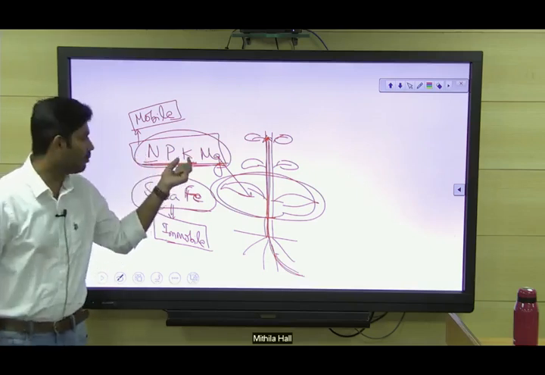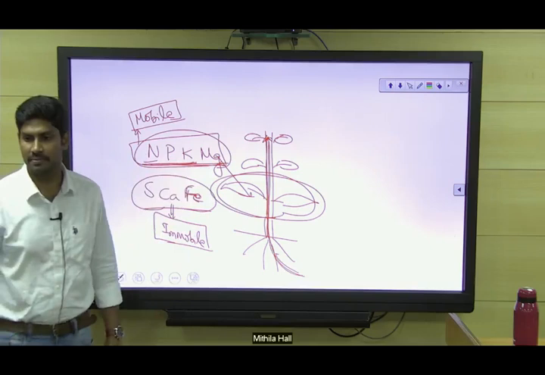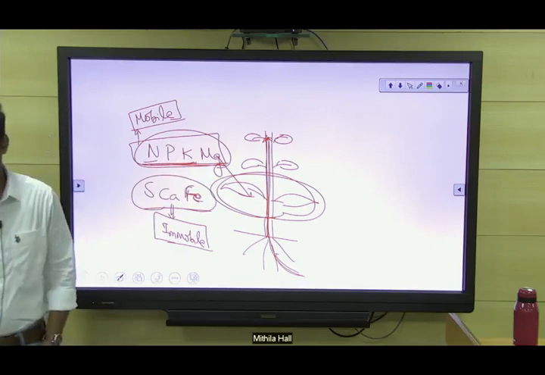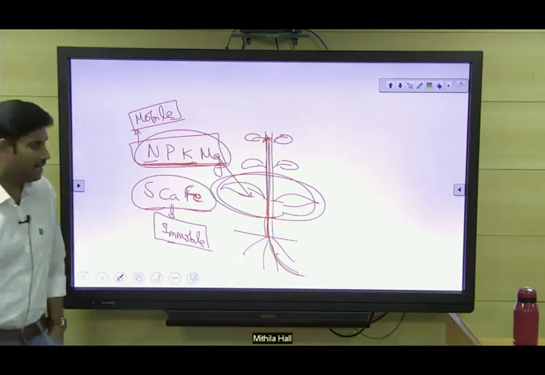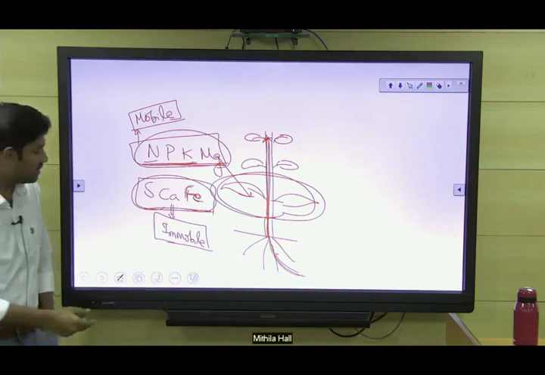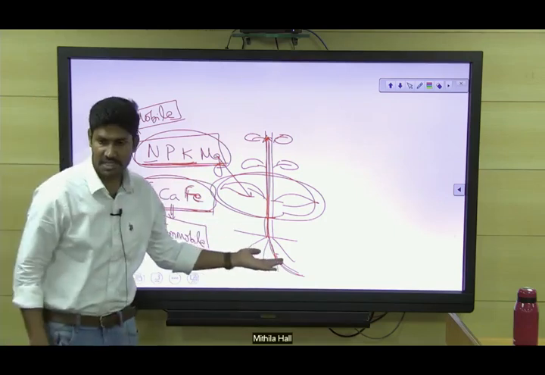Phosphorus, same point. Potassium, same point. Magnesium, same point. Whatever nutrients they ask, we can write this point. And again, if they ask about the other nutrients, then by default we can write the other point, because they are highly immobile. Same logic.